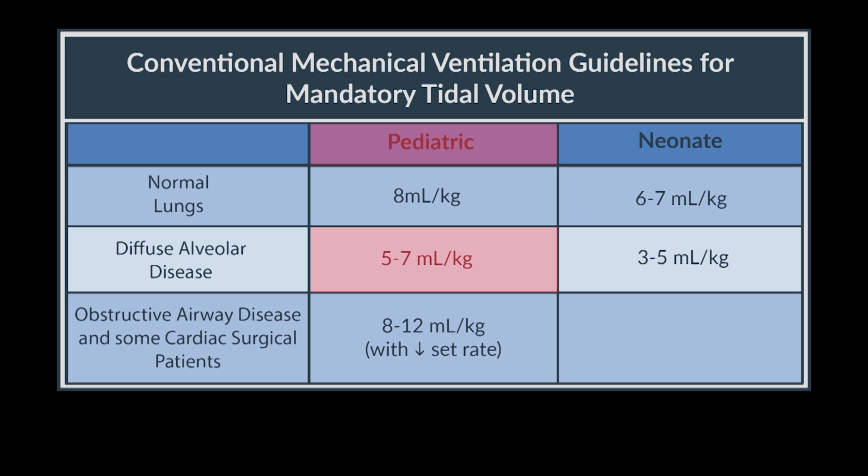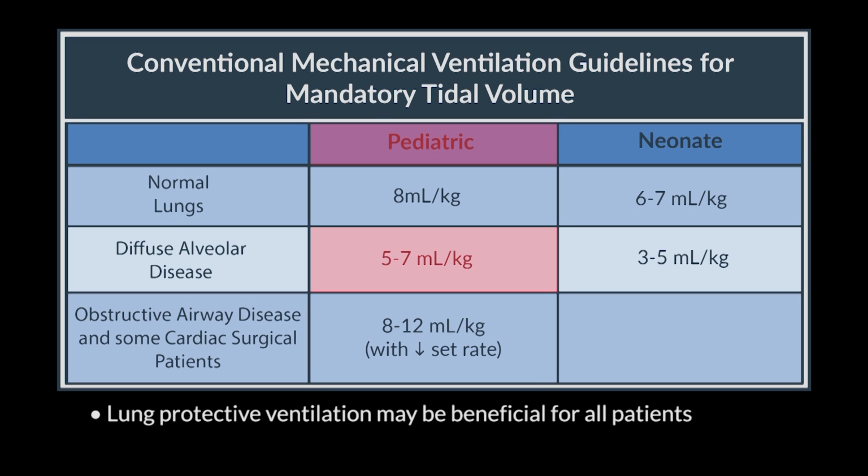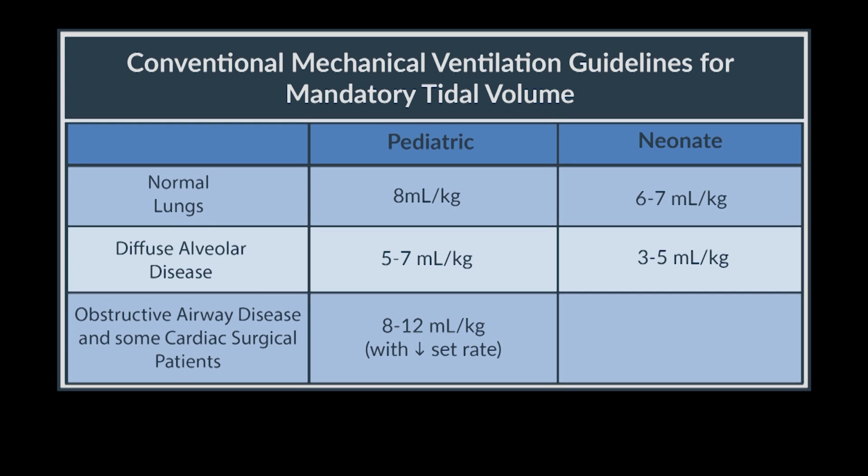Now, there's some emerging evidence that a lung protective ventilation strategy, a low tidal volume strategy, is probably beneficial for all patients. So it certainly would not be wrong to use 5 to 7 milliliters per kilo to ventilate all of your patients. A couple of potential exceptions to this general rule, though, are when we're ventilating newborns. Even with newborns with normal lungs, we're usually going to have a target tidal volume of 6 to 7 milliliters per kilo. That is usually achievable at a fairly low ventilating pressure.